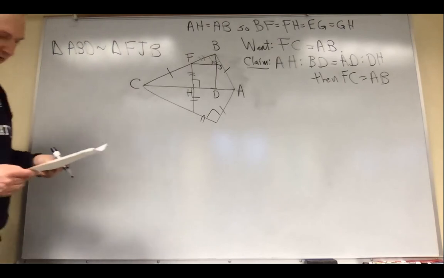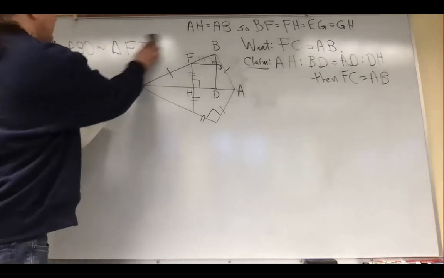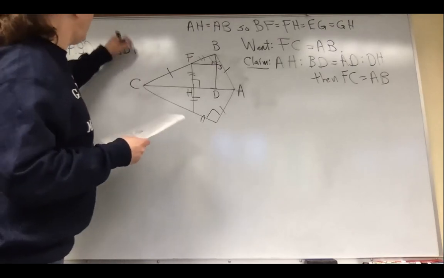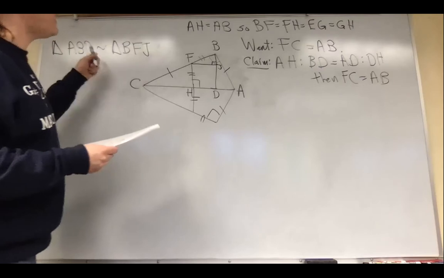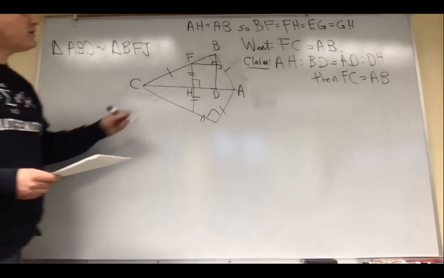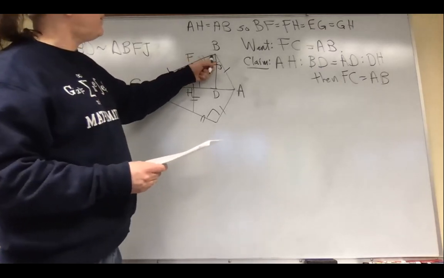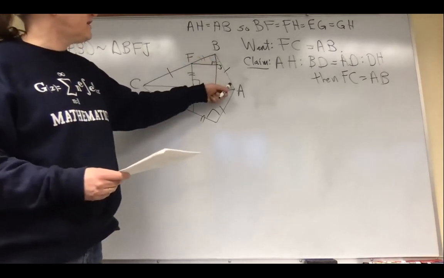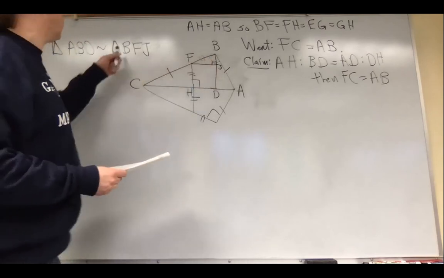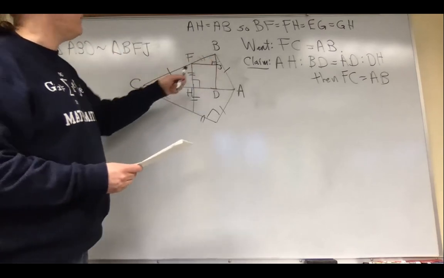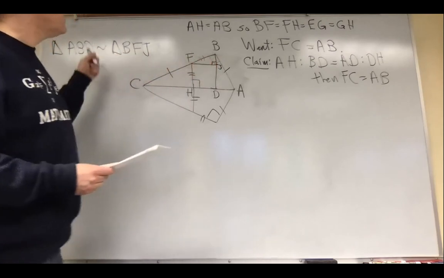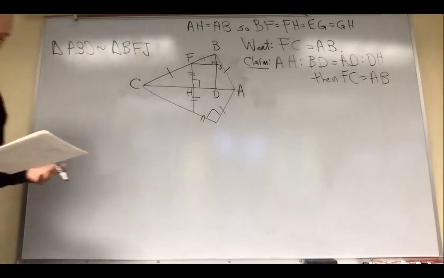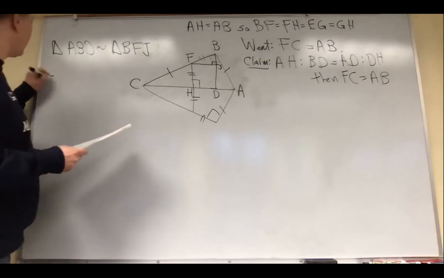That's surely not true. That's definitely not labeled in the right order because the right angles don't even match up. BFJ, all right, good. So at least the right angles match up. And the other thing worth noting is that these angles are complementary, and so are these two. So this angle at A is congruent to the angle at B, and this angle at F is congruent to this angle at B. So these two triangles are similar.